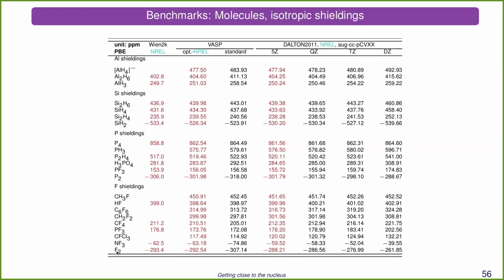For example, look here at F2. We're very close to Wien2k. This is not the same. It's still maybe not fully converged. You actually don't know. Okay. But these are very good potentials. If you take the standard potentials, it also is pretty decent already. All the trends are there, all the differences are pretty okay.